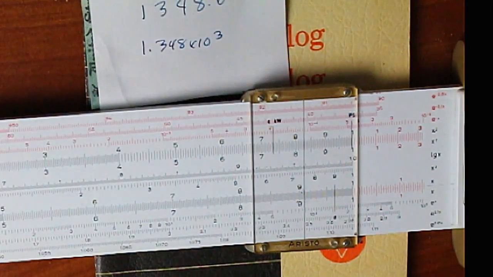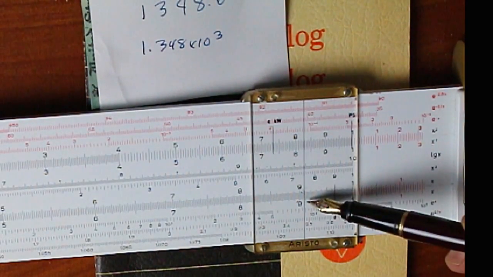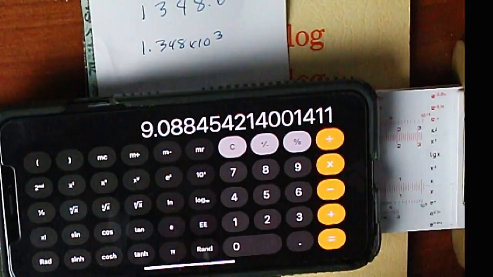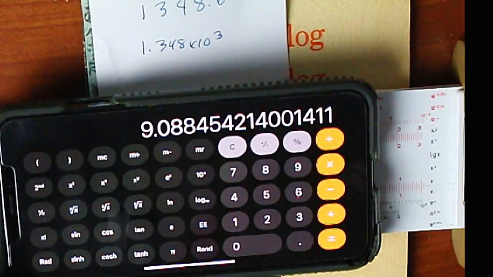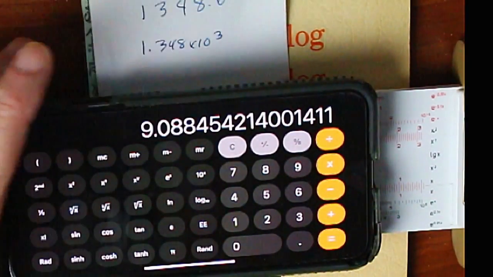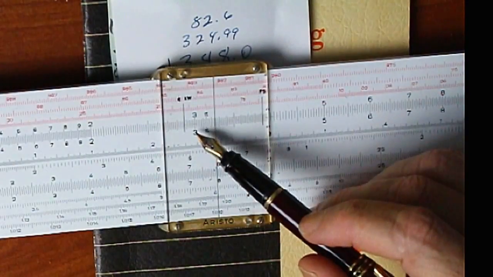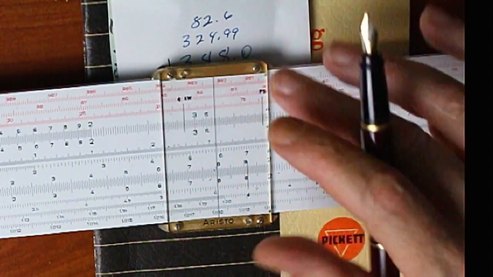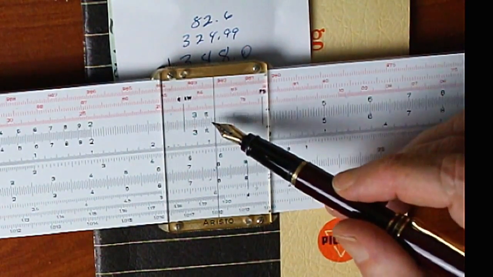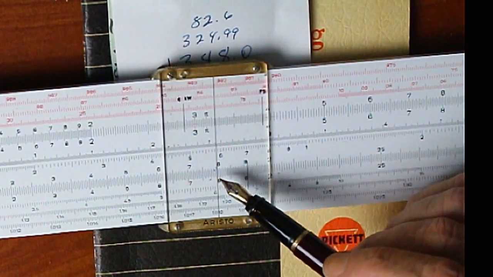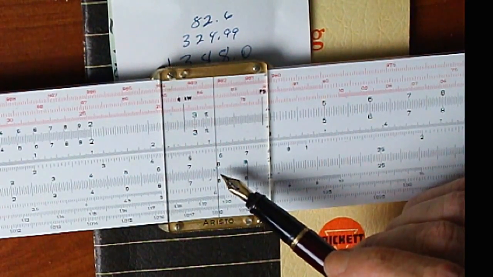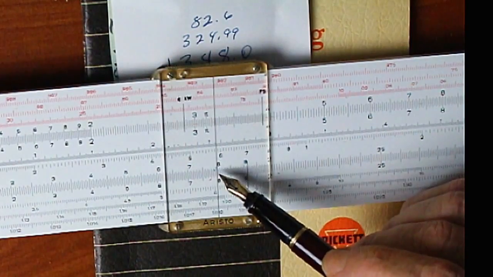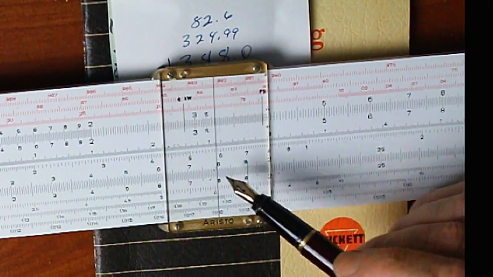So let's go see what we have here. Looks like about 9.9 or so. Let's go see what it is. And there it is, 9.88. Pretty doggone close. There's 3, 3.1, 3.2, 3.4, almost 3.5. We read right down. What do we have on the C scale? Well, we have 18. Well, we have 17.9.